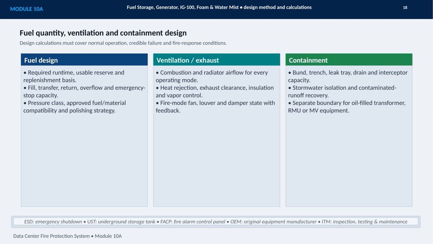Containment covers bunds, trenches, leak trays, drains, and interceptors, including capacity for contaminated runoff and stormwater isolation. Oil-filled transformers, RMUs, and medium-voltage equipment require a separate containment boundary. Key terms include ESD, or emergency shutdown, UST, FACP, OEM, and ITM.